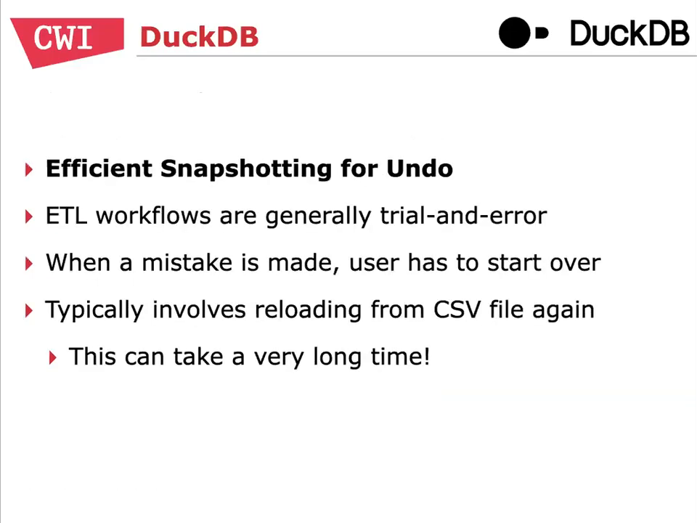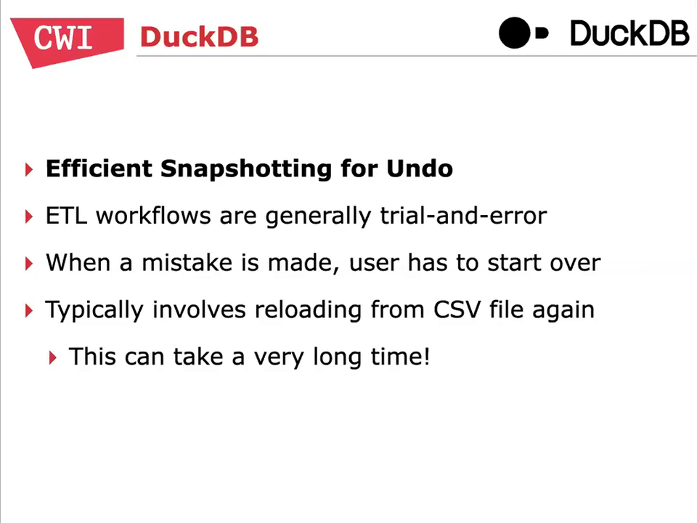We also have efficient snapshotting. So typically, if you run an ETL pipeline, a load pipeline in Python, you're doing a trial and error thing because you don't know the data yet. And anytime you make a mistake, you usually have to start over, which involves reloading the CSV file, rerunning a bunch of operations. And if you work with a big data set, it can take a long time. So it's kind of annoying.